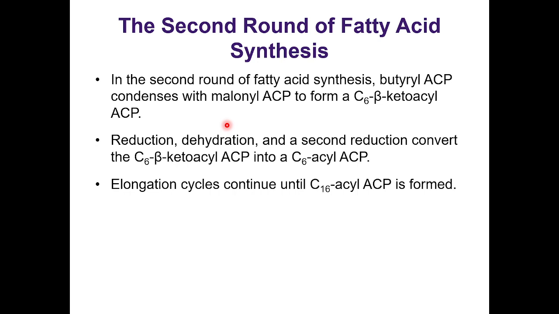So in the second round of your fatty acid synthesis, your butyryl ACP is going to condense with malonyl ACP. This will form your C6 beta-ketoacyl ACP. Reduction, dehydration, and a second reduction will convert the C6 beta-ketoacyl ACP into the C6 acyl ACP. The elongation cycle continues until we get to a C16 acyl ACP, and that's going to be formed. And notice that's sort of the limit of chain length.